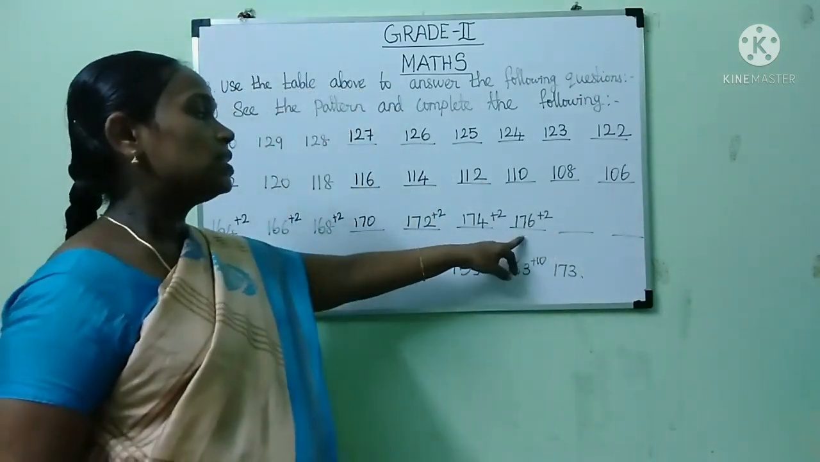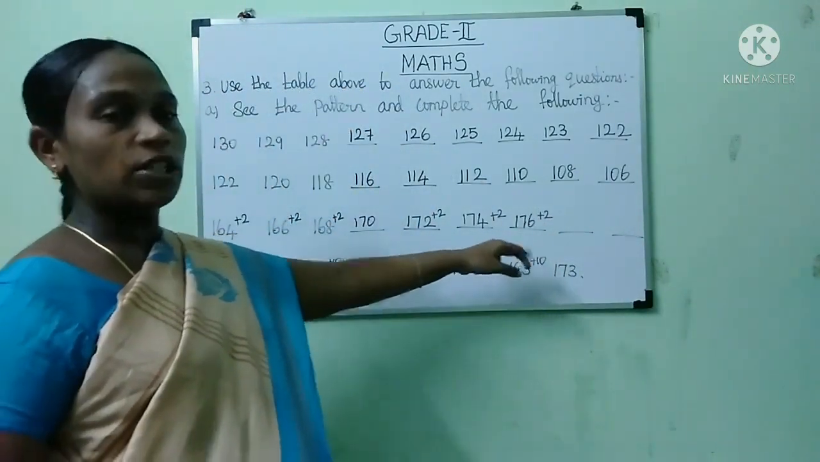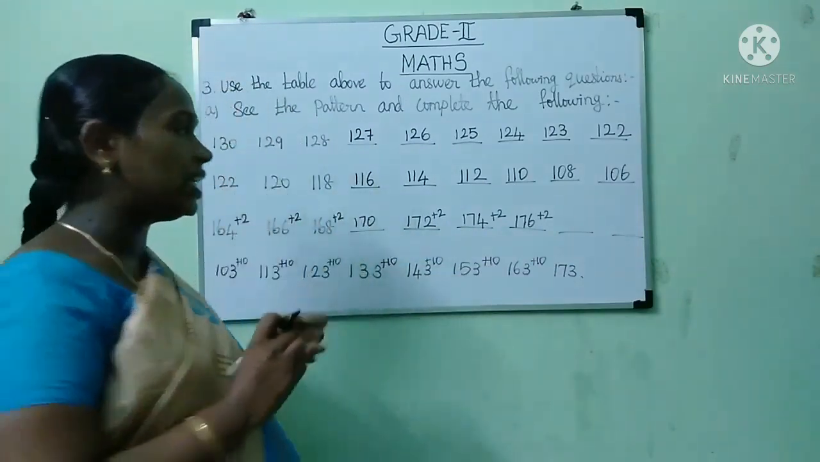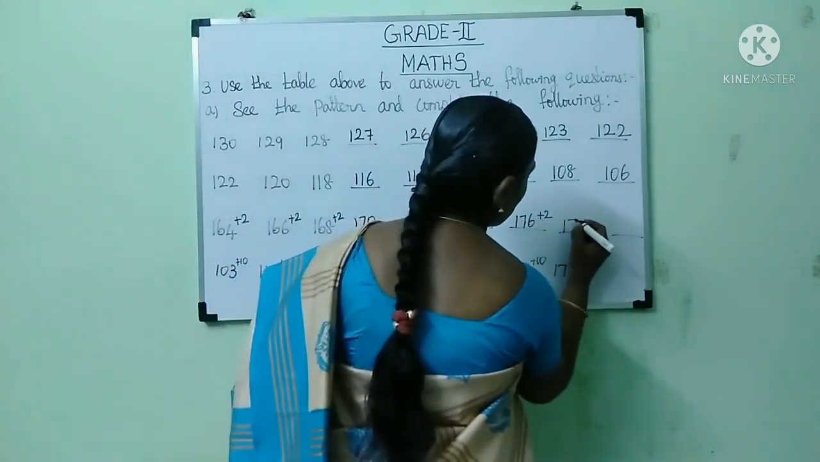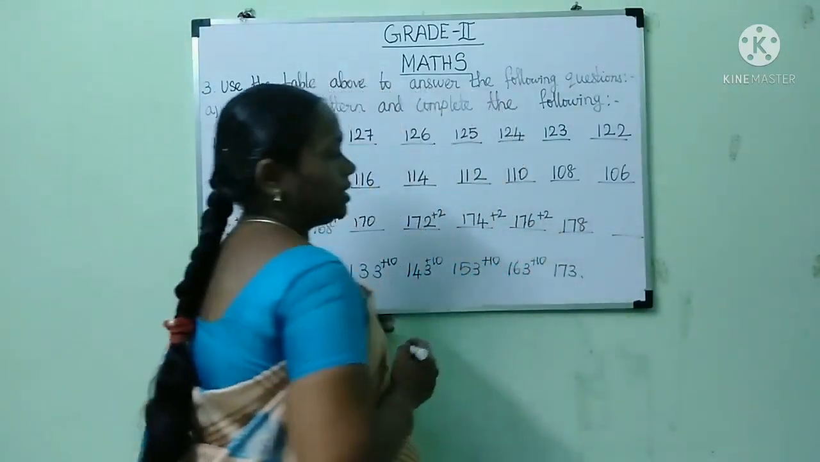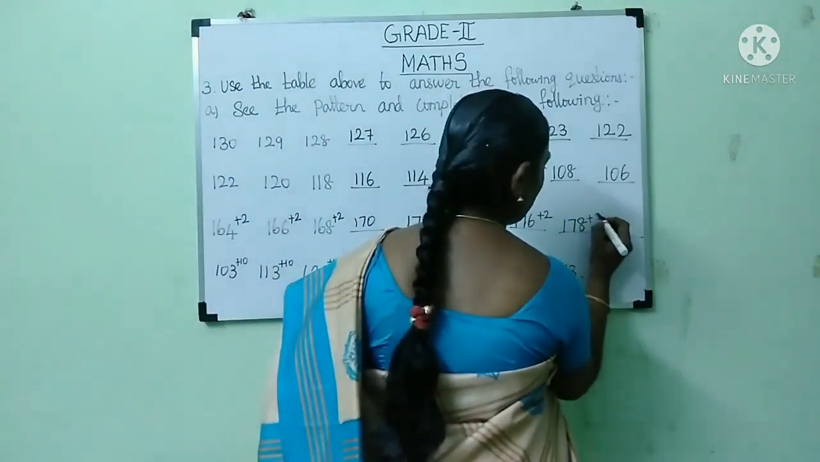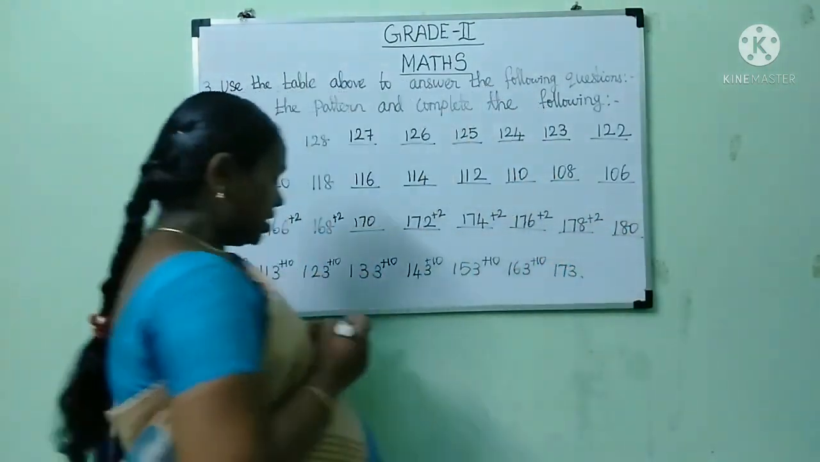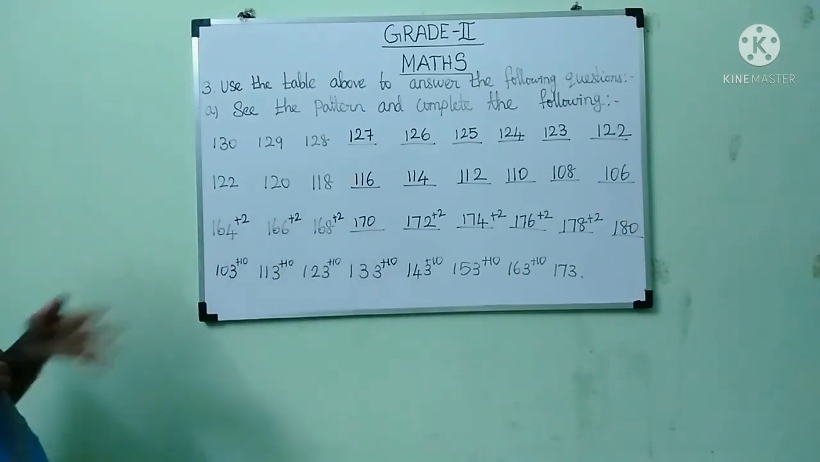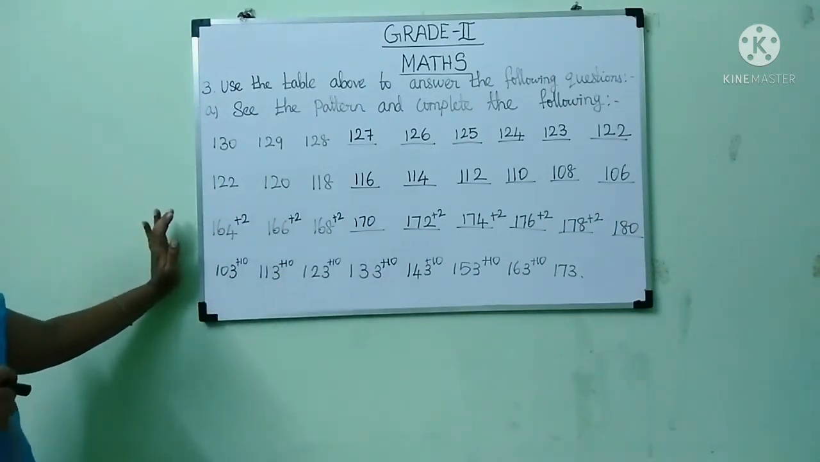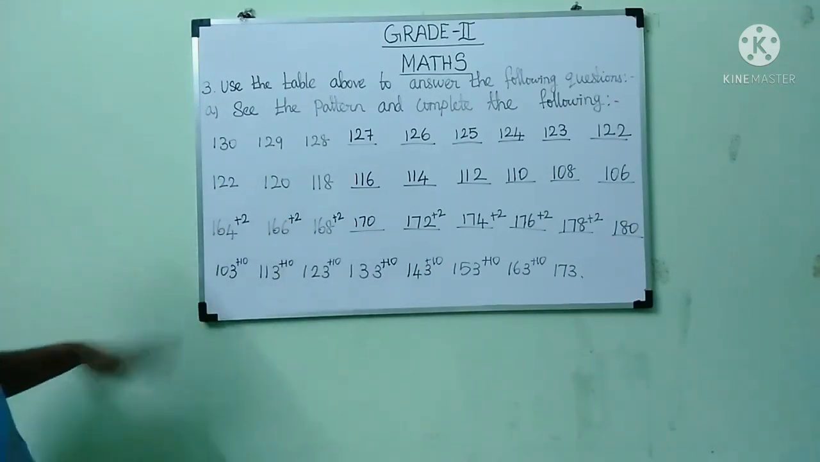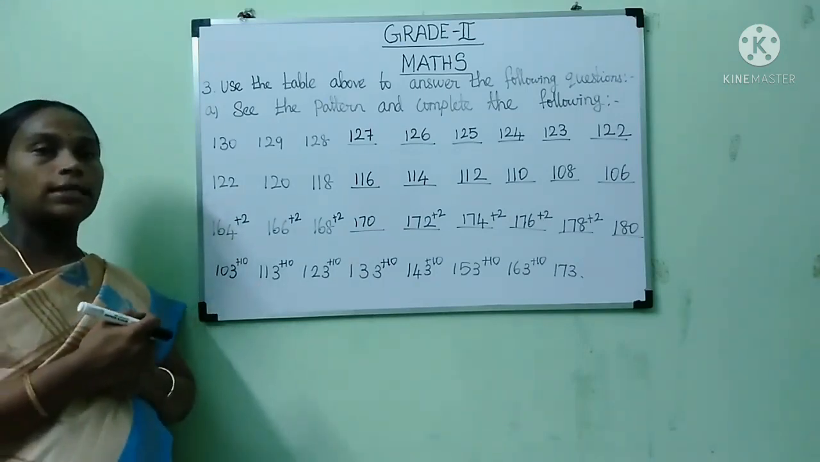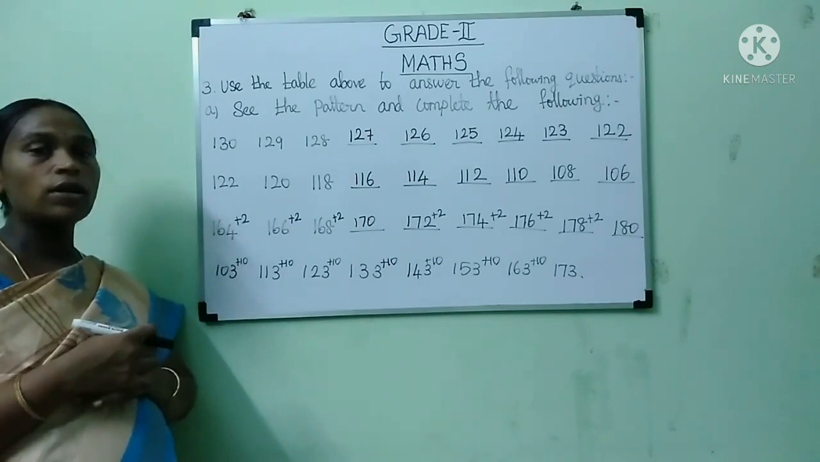Next, 176 plus 2, 177 and 178. So here comes 178. Next, 178 plus 2, 180. Are you clear, children, how to write this pattern and complete the following? Okay. The remaining ones have before, after and between numbers.